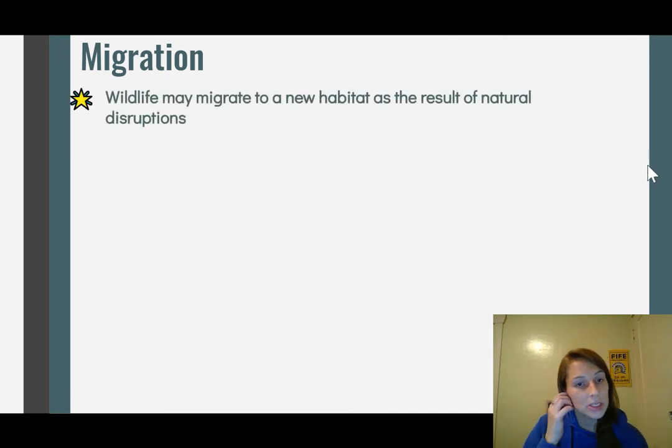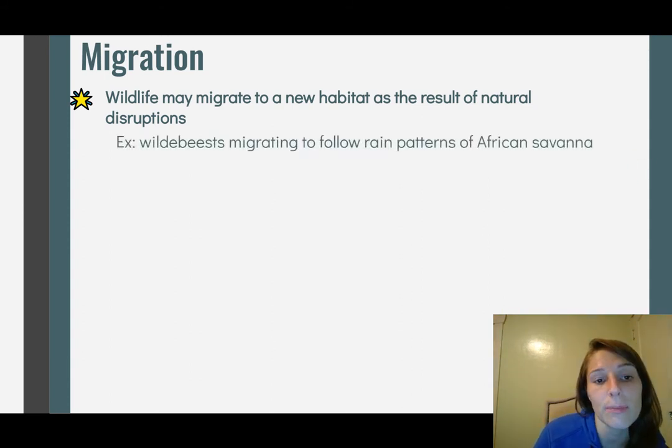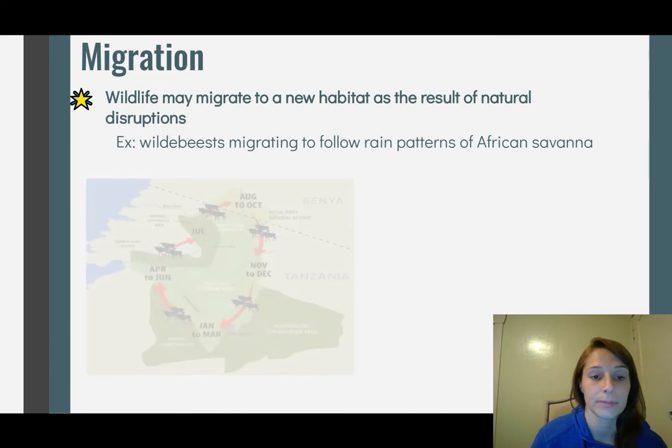So what this can lead to is when there is new habitat or disruptions to habitats, wildlife may migrate to a new habitat as the result of natural disruptions. So an example might be wildebeest migrating to follow rain patterns of the African savanna.